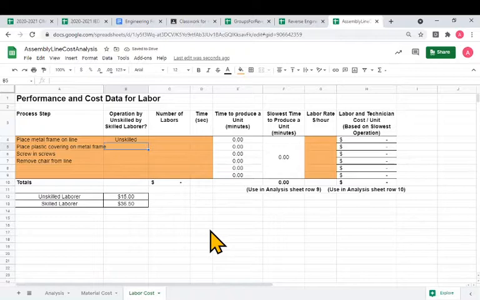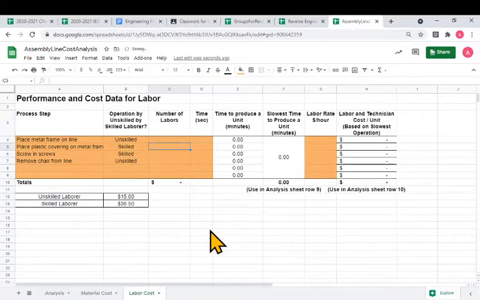And then skilled, of course, is going to be the kind of employee that does have some sort of skill they acquired from school or training or years of experience or things like that. That's more valuable because not everyone can do what they can do. So we're going to say placing the plastic covering on the metal frame is a skilled labor job because maybe they are running a machine that requires some sort of training. Screwing in the screws, same deal. We'll call that skilled labor because maybe they're running a machine for it. And then lastly, to remove the chair from the line, we'll call that unskilled and doing it manually.